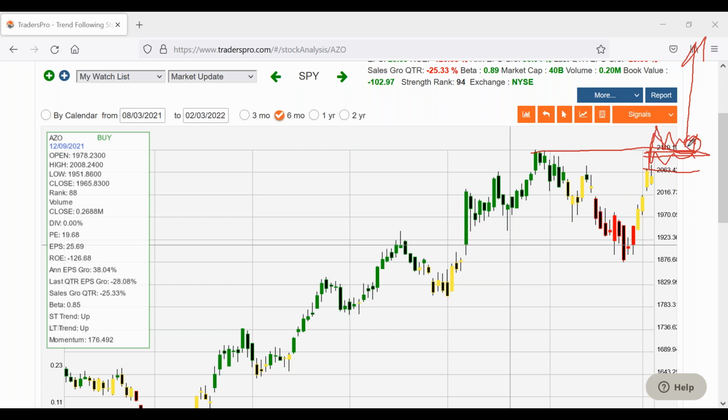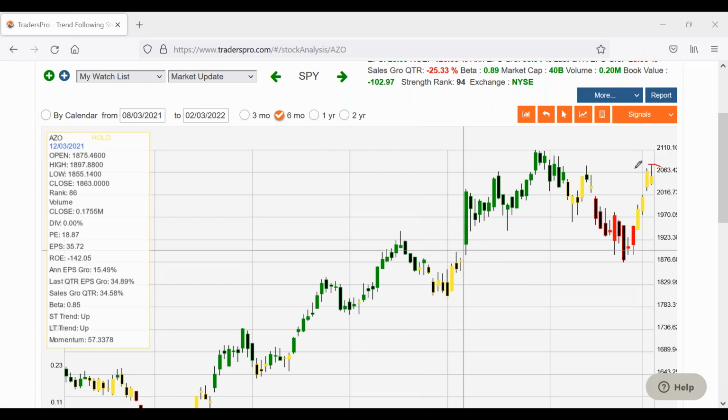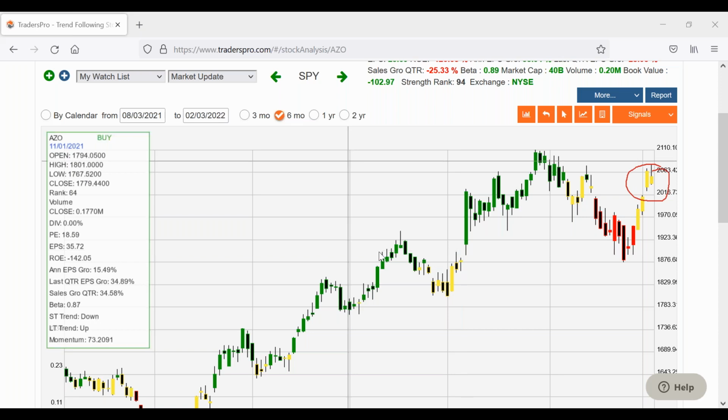Or it'll pull back to it at least, to give you probably a better entry point. So I just don't like where it's at right here as far as an entry, but I do like the trend and the pattern. This is one you could put in a watch list and just wait for the right entry point.